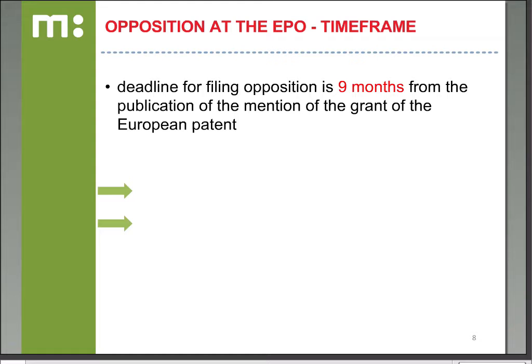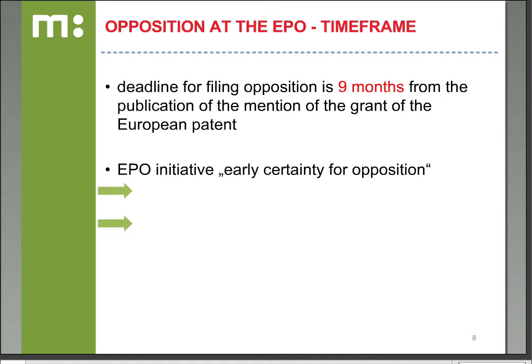The overall time frame for the opposition proceedings is quite interesting. The EPO, in recent months and years, has tried to speed up their proceedings. And they also have an initiative called Early Certainty for Opposition. The aim of that initiative is to lower the average time until a decision is taken in the first instance to 15 months. At the moment, we have a time frame of more than 2 years on average. So after filing your opposition, your decision will be rendered a bit more than 2 years from the filing of the opposition.